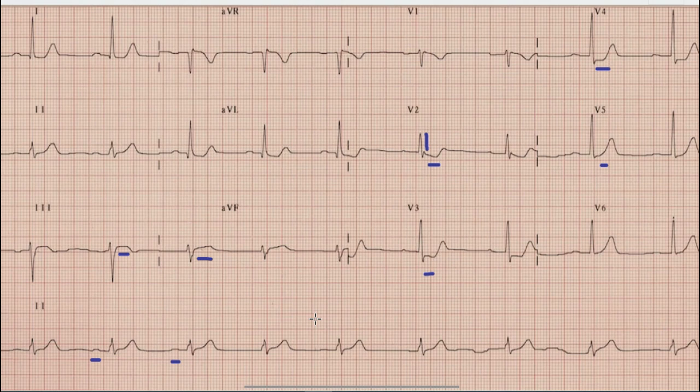So the take home message from this case is that posterior wall MI is an important entity and it must be diagnosed as early as possible in patients presenting with chest pain in the emergency department, and the patient should be referred for urgent revascularization to the cath lab.